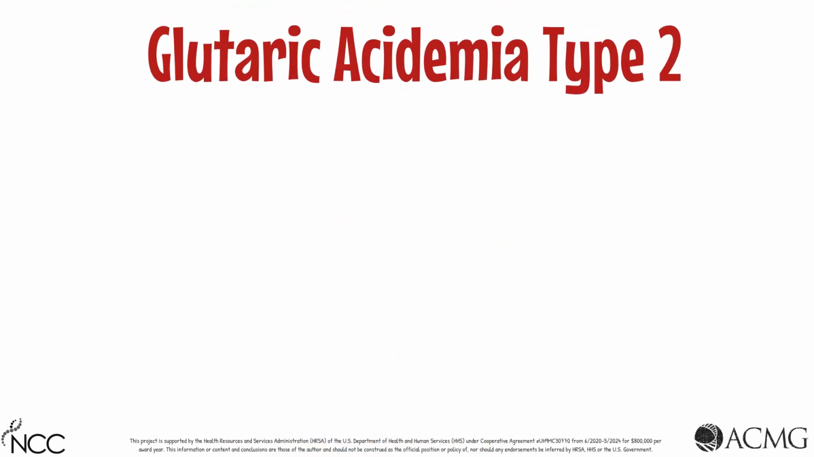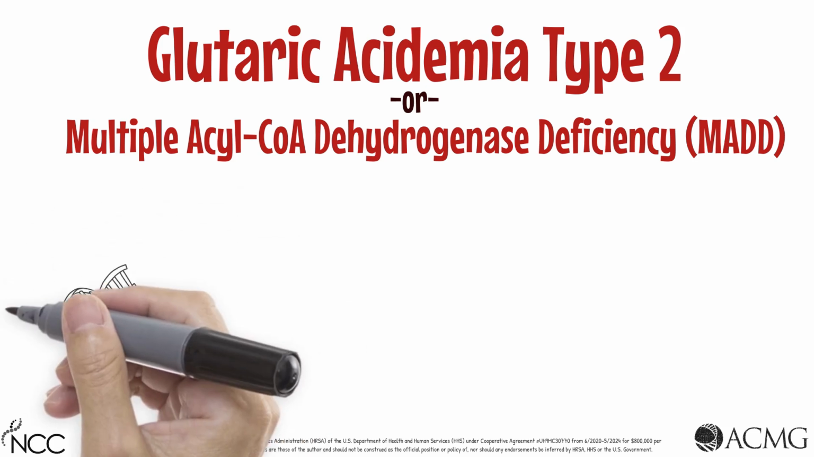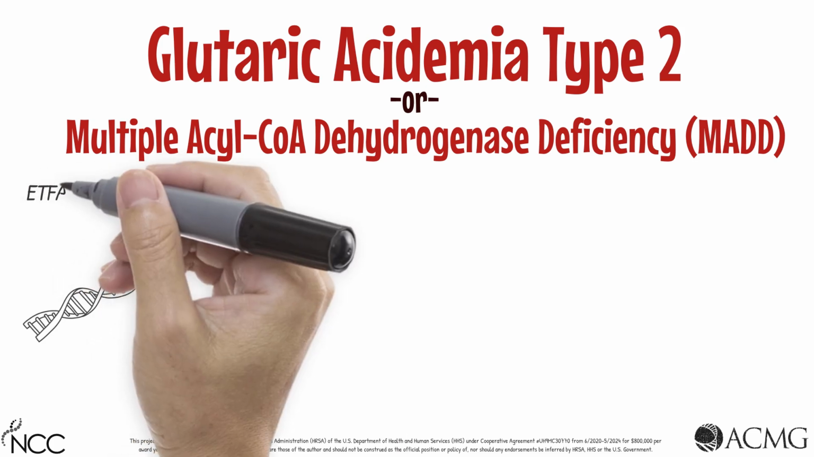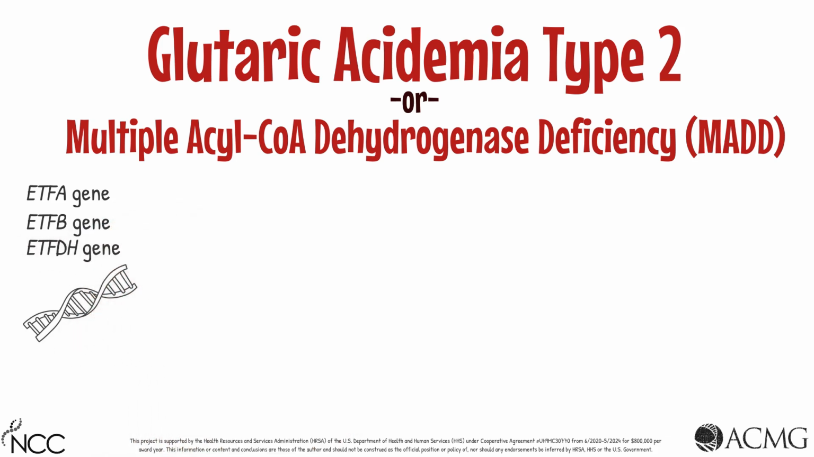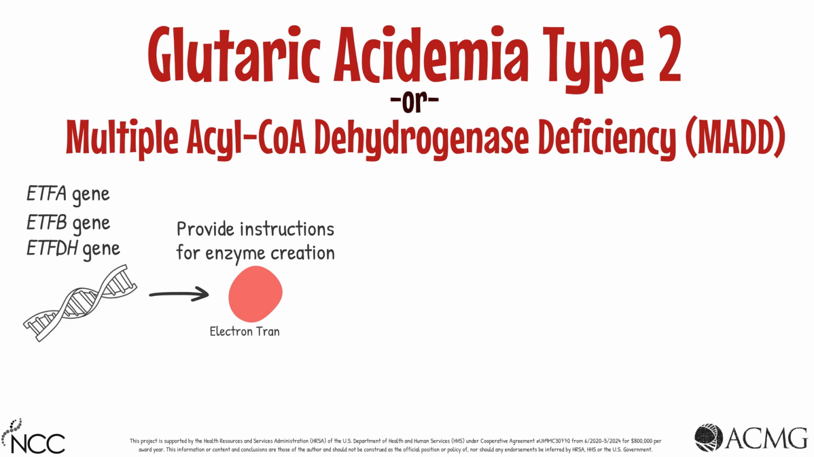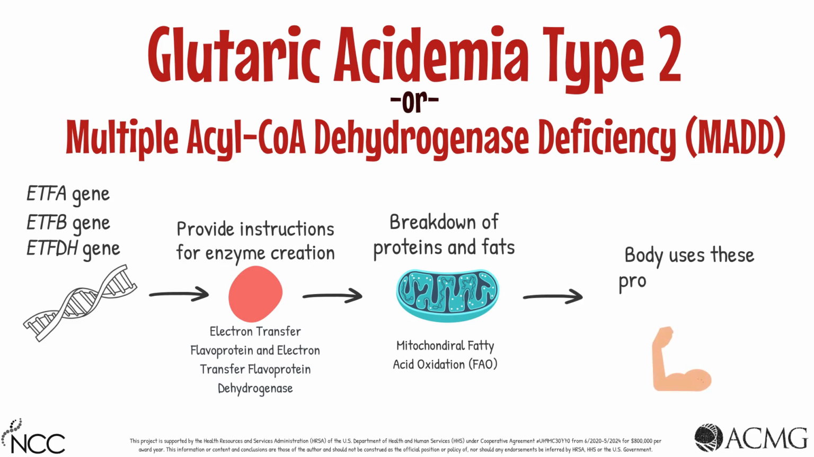Glutaric acidemia type 2, also known as multiple acyl-CoA dehydrogenase deficiency, or MAD, is caused by pathogenic variants in one of three genes, either the ETFA, ETFB, or the ETFDH genes. These genes give the body instructions for making certain enzymes called electron transfer flavoprotein and electron transfer flavoprotein dehydrogenase. These enzymes are involved in mitochondrial fatty acid oxidation and other energy-producing pathways that help break down proteins and fats that the body uses for energy.